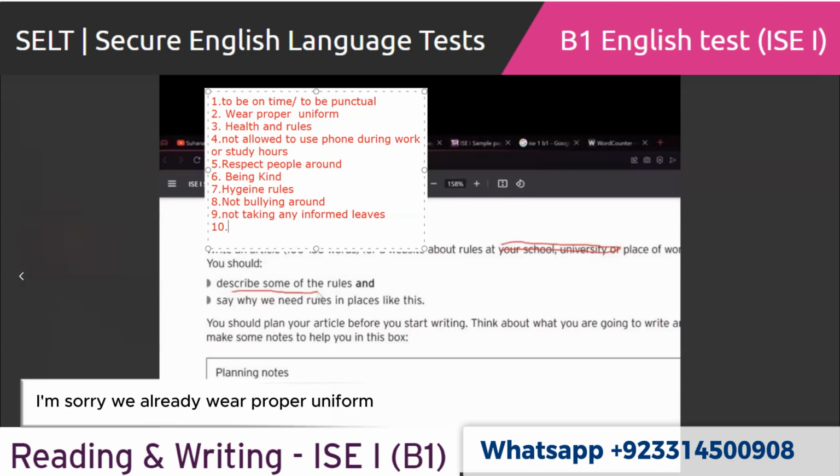We already have wear proper uniform, or we can add this in it: dress up properly. Yeah, that's fine, but we can't repeat that in here. Wear a proper uniform, or wear respectful dress, or dress up properly. That's okay. You can write that. But mostly, you know what happens, either at school, university, or work, follow the proper dress code, right? You can write that as well.